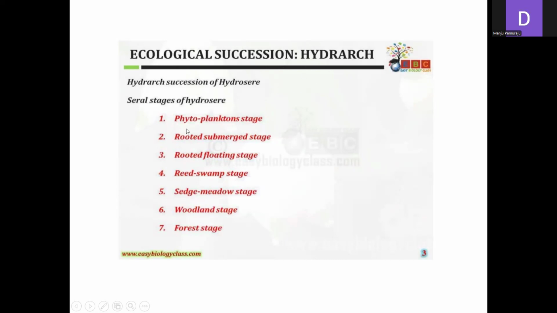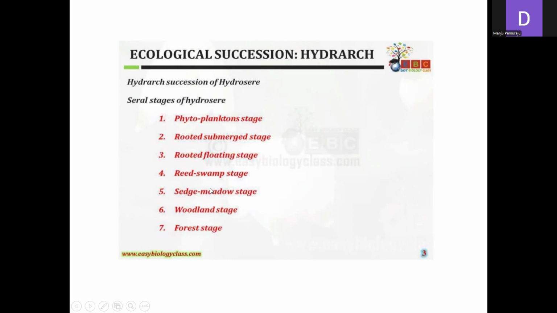So the first stage is the phytoplankton stage. These are the important questions. They may ask the order, or they may ask the first stage in the Hydrarch. The phytoplankton stage is the first stage and it is followed by the rooted submerged stage. Third one is the rooted floating stage. Fourth one is the reed swamp stage, fifth one is the sedge meadow stage, and the next one is the woodland stage, and the last one is the forest stage.